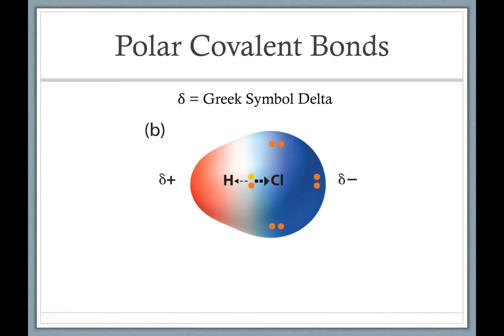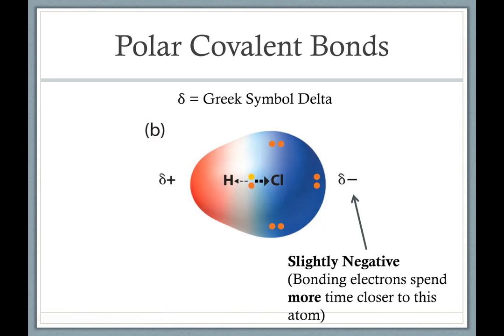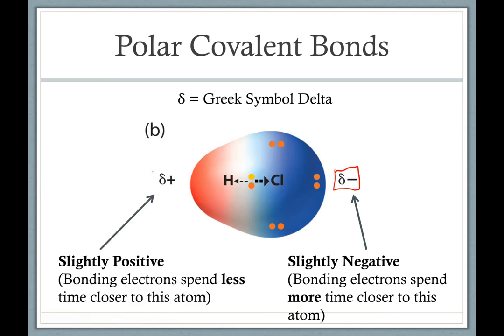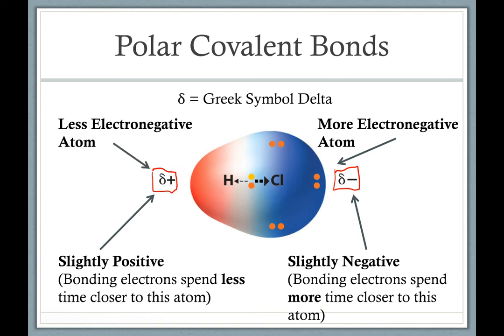So if we're looking at the notation, this symbol that we talked about here represents slightly negative, and that means that the bonding electrons are spending more time closer to that element. Over here, we can see that slightly positive means that the bonding electrons spend less time closer to that atom. We can determine who's going to be positive and negative based on the electronegativity. The more electronegative atom is going to be the one that's negative because it has a greater pull on those electrons, and the one that is less electronegative is going to be the one that becomes positive.